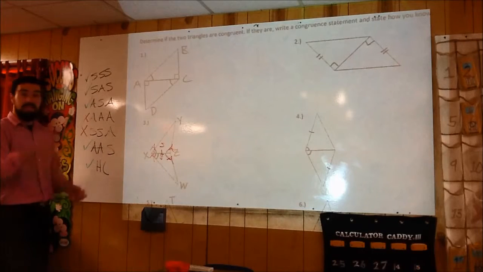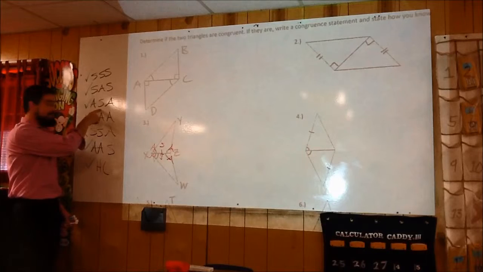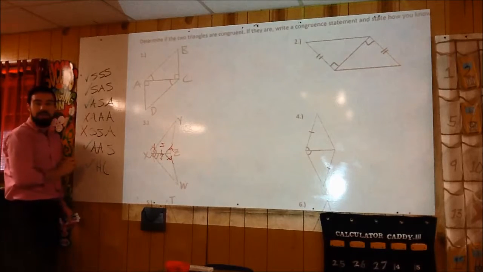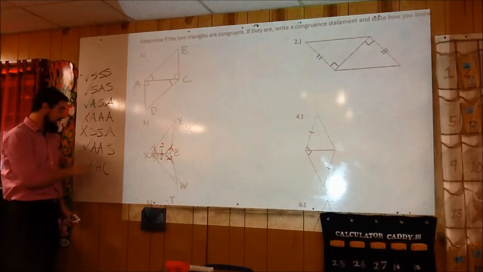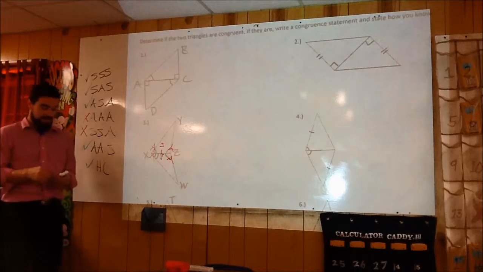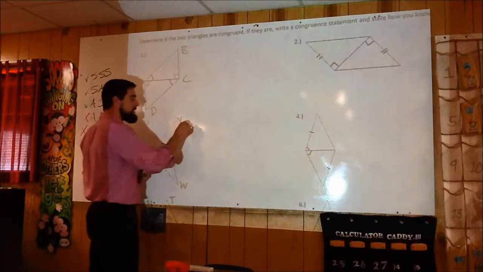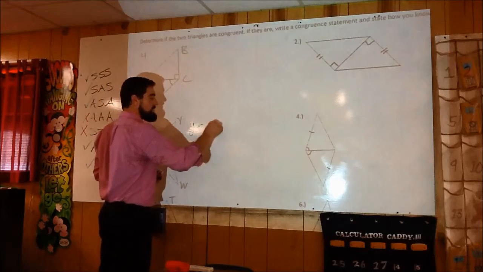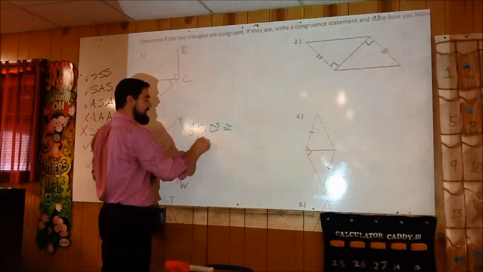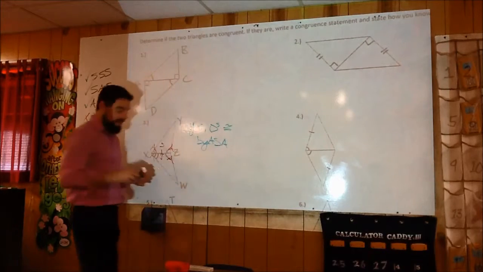Is the side the included side? Is it in between the 2 angles, using ASA? Or is it the non-included side that we know information about in this diagram, and so we would be forced to use AAS? Which one is it? ASA. So I know that these triangles are congruent, so yes, comma, triangles congruent by angle, side, angle.